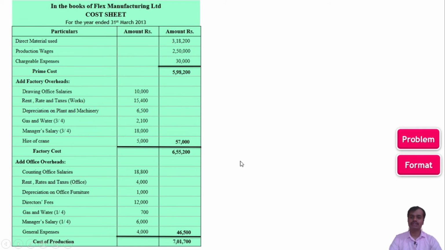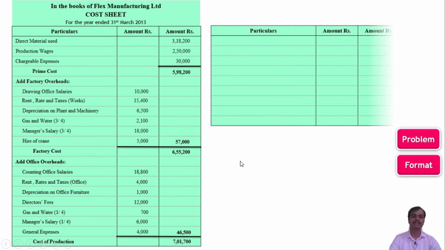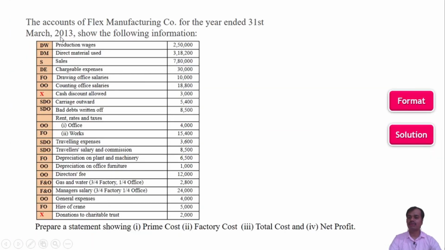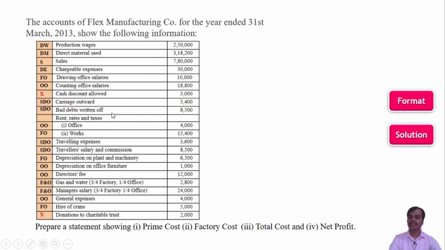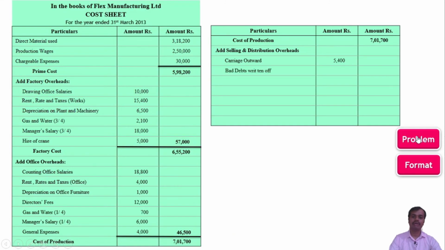Here our page is finished. We will again start with same format. In the next page we will carry forward the last heading, cost of production 7,01,700. After this cost of production we have to add selling and distribution overheads. Now in the problem we have to find out all the selling and distribution overheads. The first selling and distribution overhead is carriage outward, which is 5,400. Let's take carriage outward 5,400. Next is bad debts written off 8,500. We will take it bad debts written off.